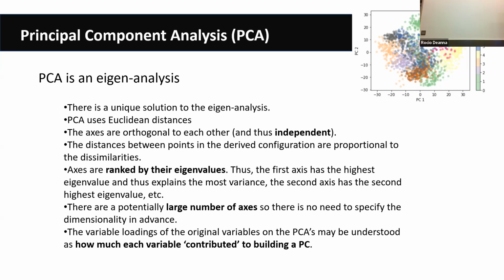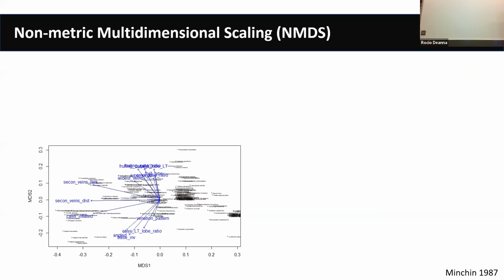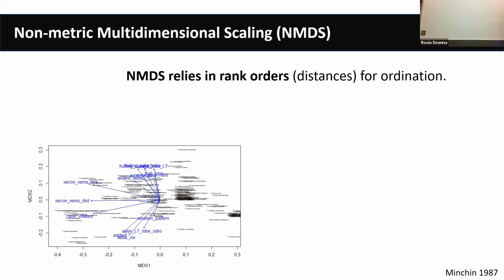But what we are going to do today during the practice is the non-metric multidimensional scaling. And what are the differences? So this analysis, the NMDS, relies on rank orders, meaning distances, for the ordination.